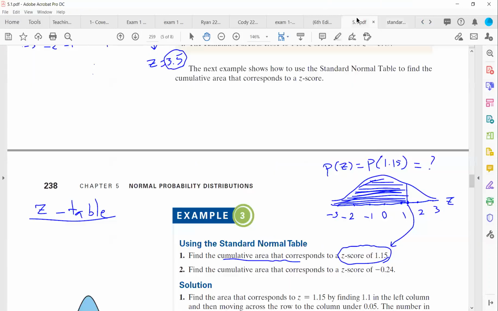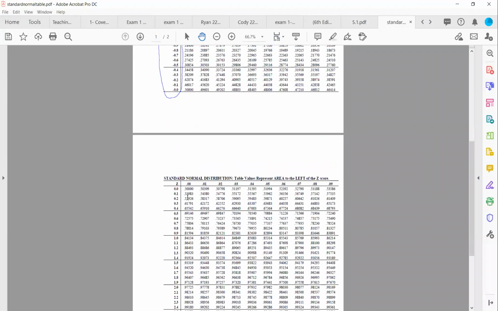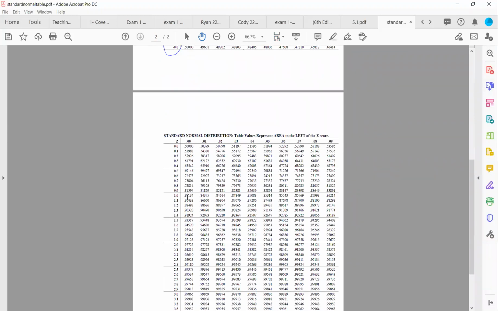Take a look at your example. This example says you have positive 1.15. So let us take a look at the second table. My second table shows positive Z values. These are all positive numbers. So I'm looking for the probability to the left of 1.15. How do I find that?